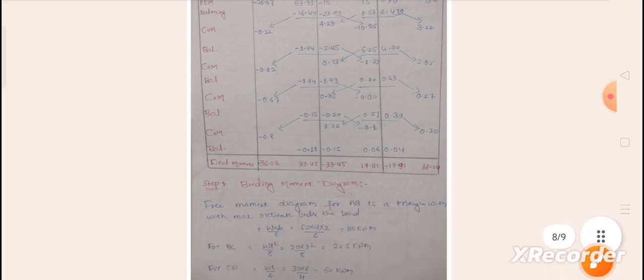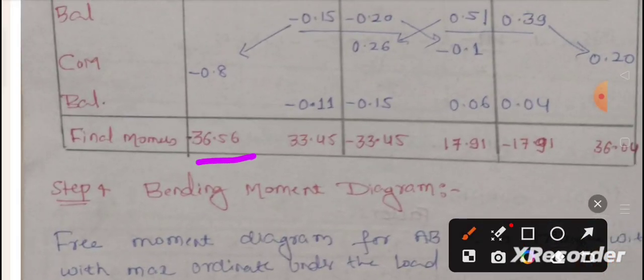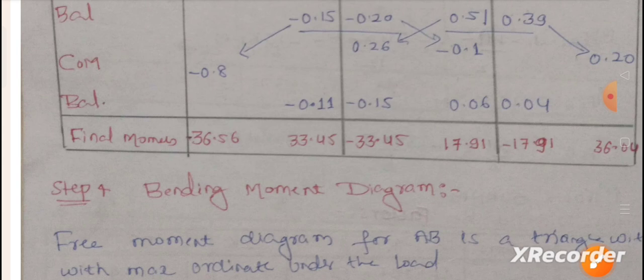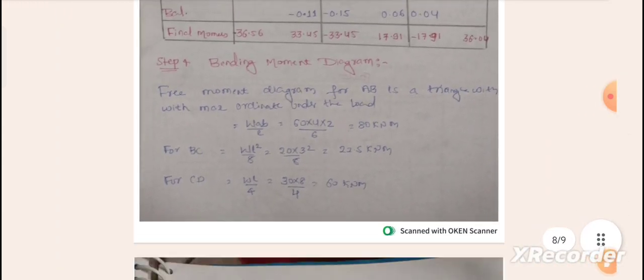So finally, what are the moments? This is the value for MAB, this is MBA, this is MBC, this is MCD, and this is MDC. These are the final values you are getting. So the same thing is written. Next, finally it is asking you to draw the bending moment diagram.